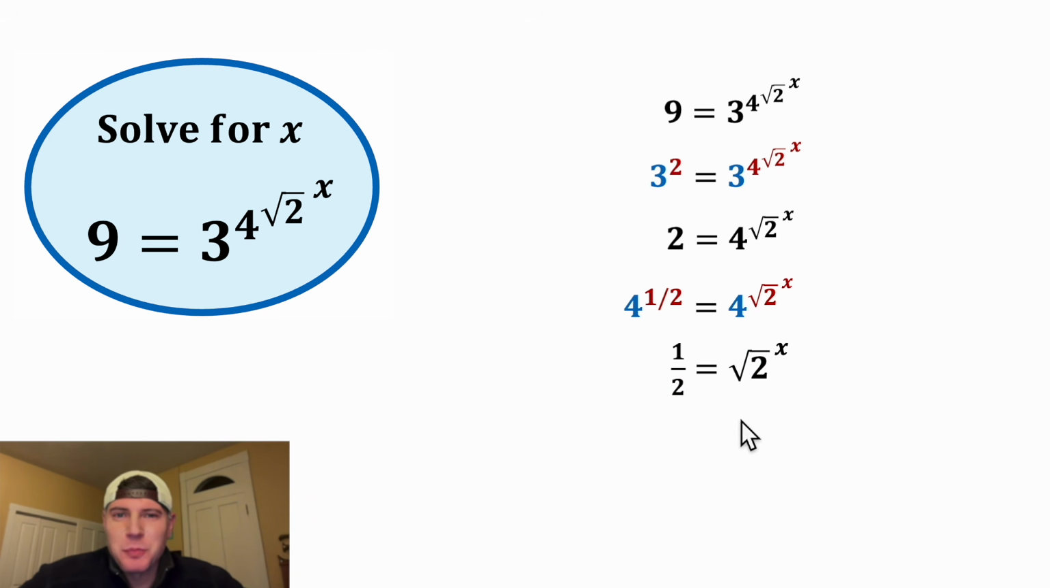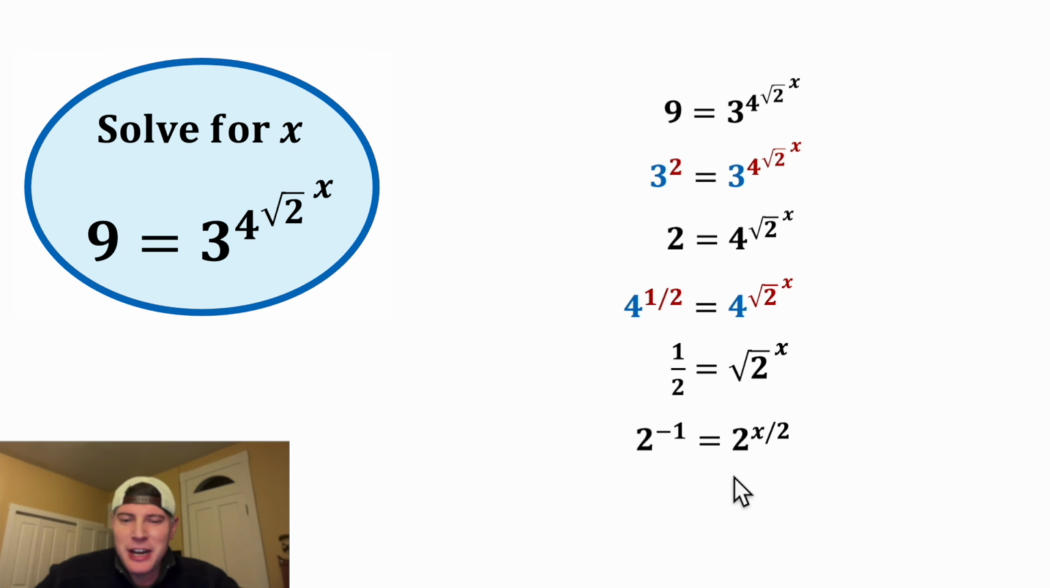And next, we can express each of these with a base of 2. 1/2 is equal to 2 to the negative 1 power, and that'll be equal to square root of 2 to the x. And we can rewrite the square root of 2 as 2 to the 1/2 power. And now we no longer have a power tower. This 1/2 will multiply by the x, giving us 2 to the power of x over 2.